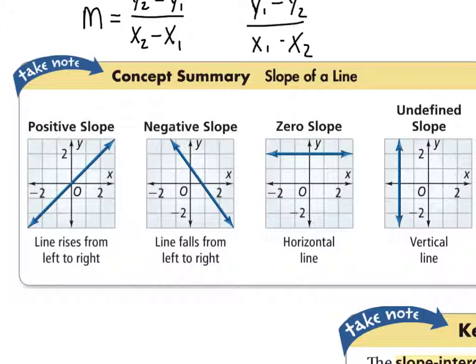Okay? So, a positive slope: if you calculate your slope and you get a positive number, your slope will rise as you read from left to right. As you look at this graph from left to right, the line will increase. It will be going up. That's a positive slope. Whereas a negative slope, if you're going from left to right and it's dropping, that's a negative slope.